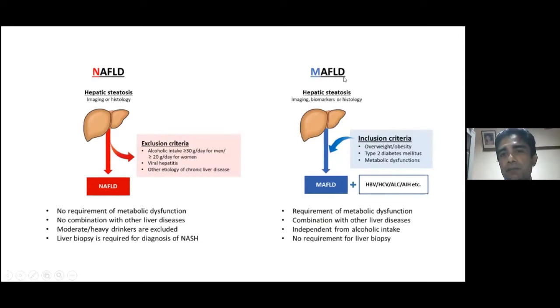So what about metabolic associated fatty liver disease, or metabolic dysfunction associated fatty liver disease? The inclusion criteria include overweight or obesity, type 2 diabetes mellitus, or metabolic dysfunction, and most importantly, it can coexist with other chronic liver diseases such as hepatitis B, hepatitis C, alcohol, and autoimmune hepatitis. It is independent of alcohol intake, with no requirement for liver biopsy. It's a spectrum of disease, and disease severity depends on stage, and there are no dichotomous entities such as non-alcoholic fatty liver and steatohepatitis.